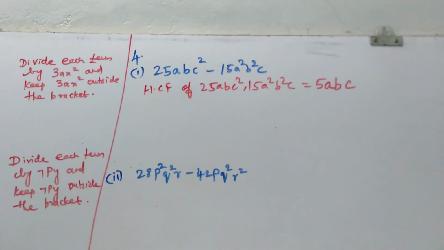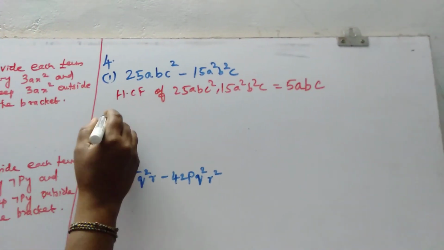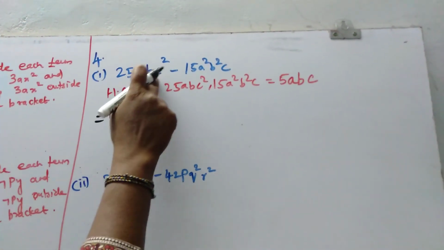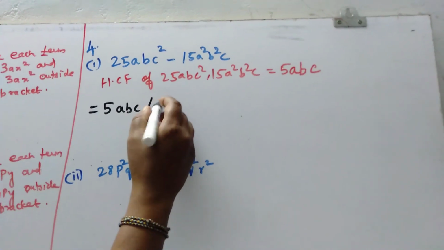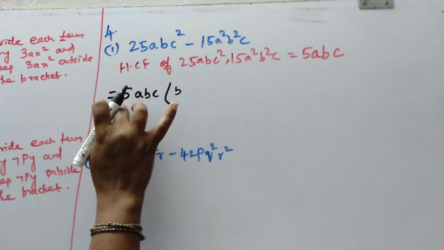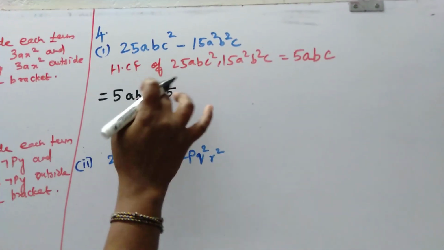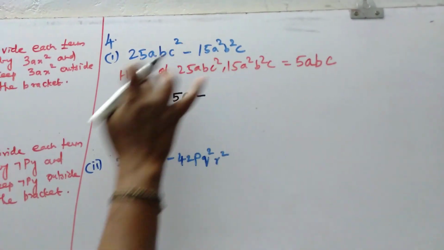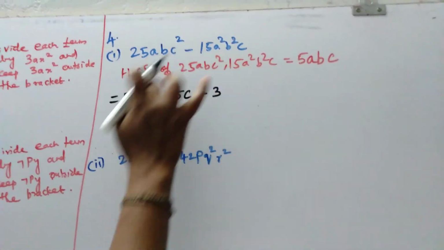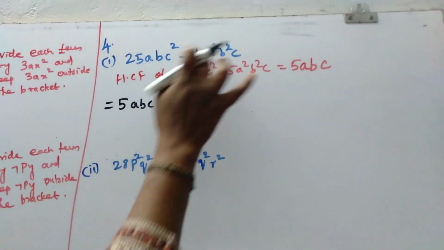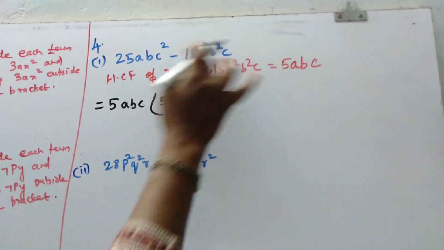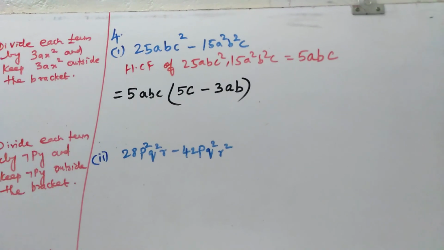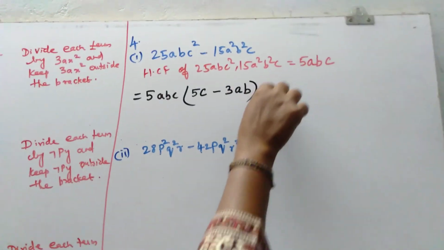Okay, how will we get the answer? Which is equal to 5abc bracket. Okay, if you divide this 25abc square by 5abc, what will be left? For 25, if you divide by 5, it will be 5. And ab will get cancelled. C square by c, so c will be left. Then minus 15 by 5, 3. A square by a, a. B square by b, b. C by c, cancel. Right? This is the solution. Okay. The next one, very simple sum.